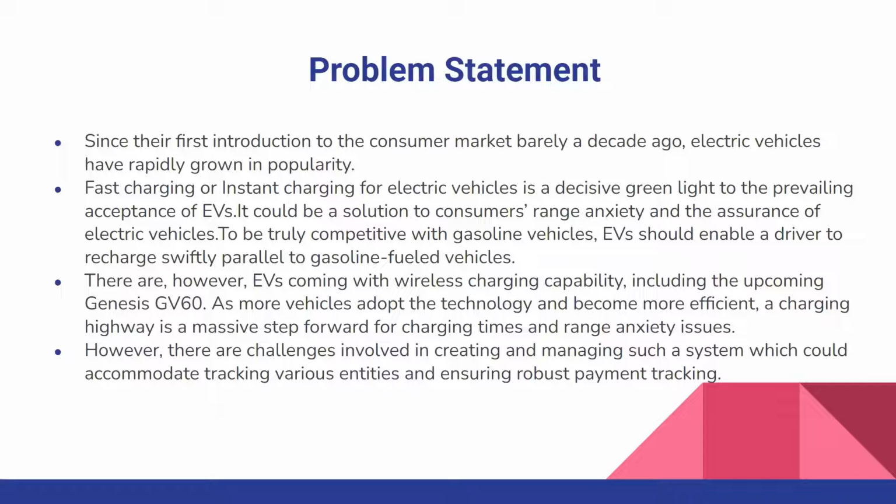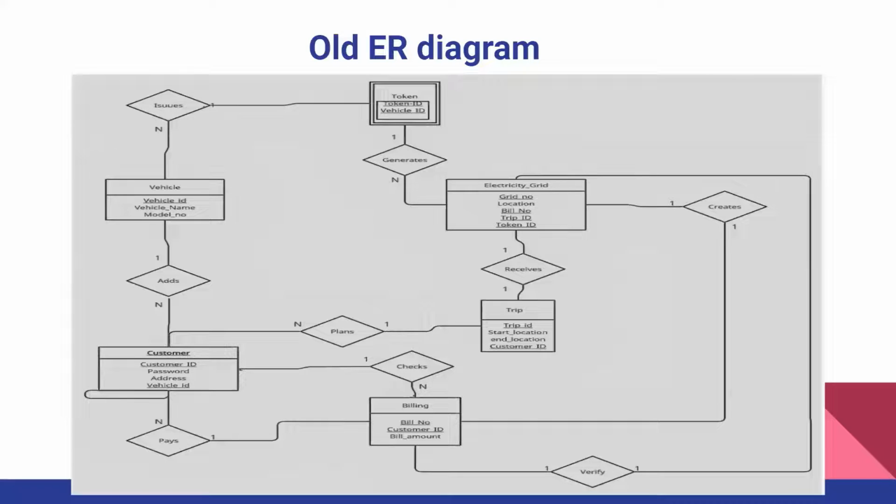Now I will review our problem statement. Since their first introduction to the consumer market barely a decade ago, electric vehicles have rapidly grown in popularity. Fast or instantaneous charging would widely increase the appeal of electric cars on the market. There are challenges involved in creating and managing such a system, which could accommodate tracking various entities and ensuring robust payment tracking. And that is our problem statement.